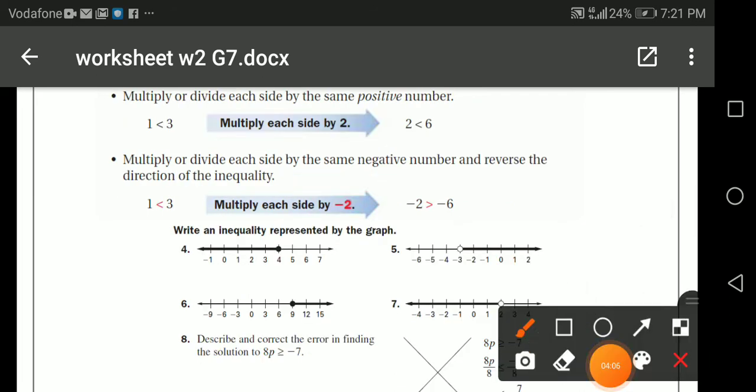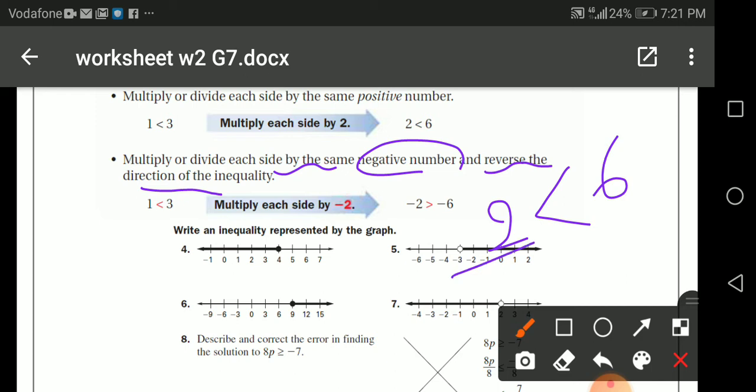Okay, what about if I multiply or divide each side by a negative number? This time I'm going to reverse the direction of the inequality. What are you talking about? So we have here 2 less than 6, right? If I multiply here by -2 and here by -2.